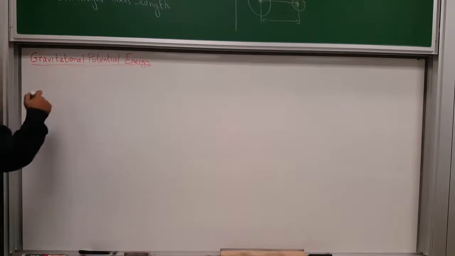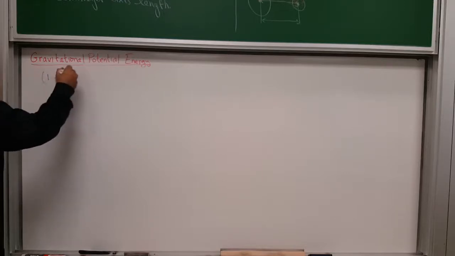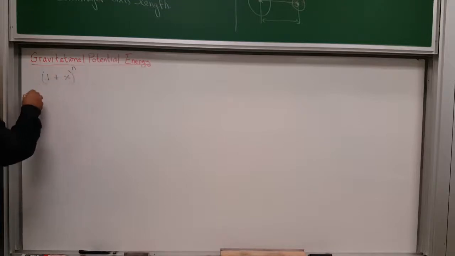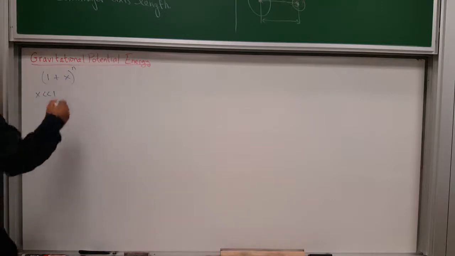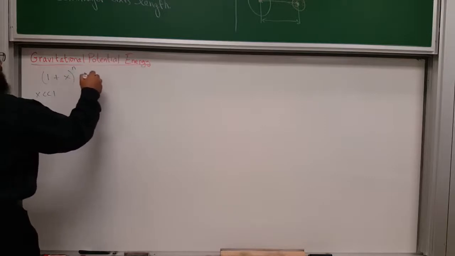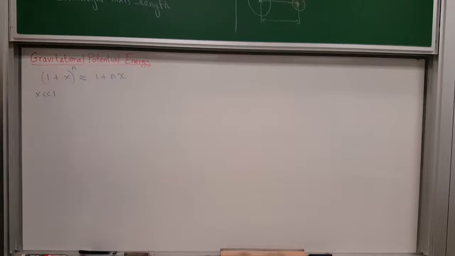There's something in Calc 2, you probably remember Taylor expansion, or the binomial expansion. If you have 1 plus some x, to the nth power, and x is much less than 1, let's say it's 0.001 or something, then this is approximately 1 plus n times x.